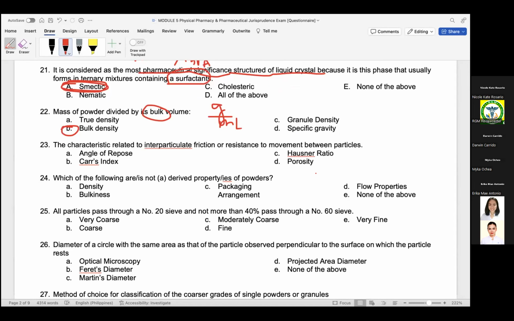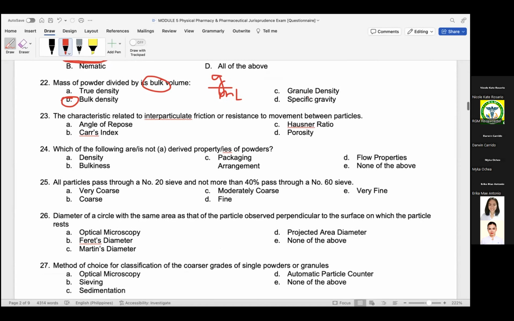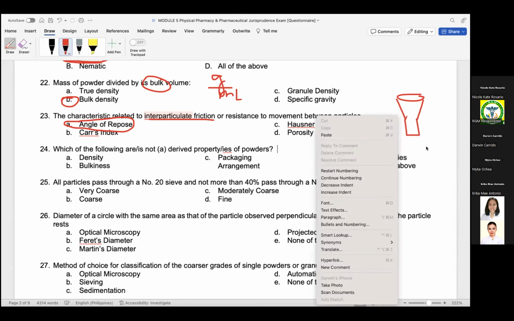Number 23, the characteristic related to interparticulate friction or resistance to movement between particles. A, angle of repose. B, Carr's index. C, Hausner ratio. Or D, porosity. The correct answer is angle of repose. Interparticulate friction, right? In angle of repose, you let the powder flow and then you measure the angle.